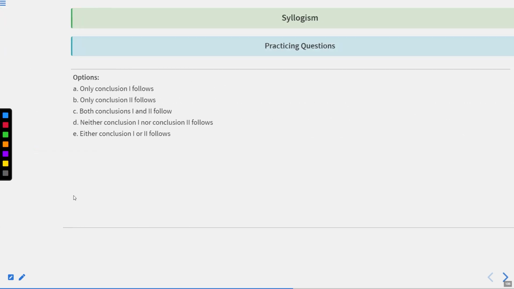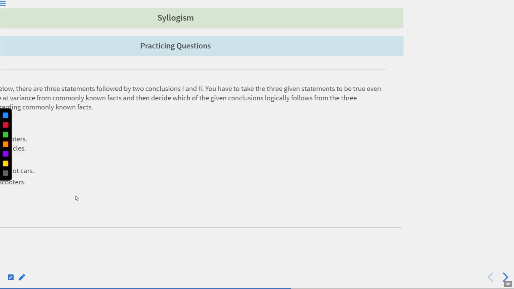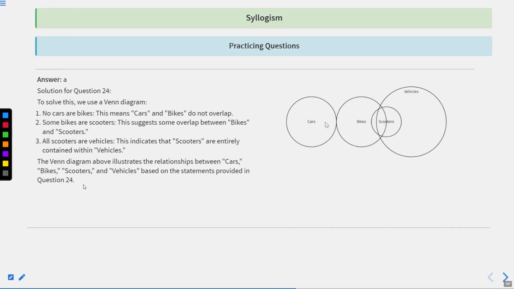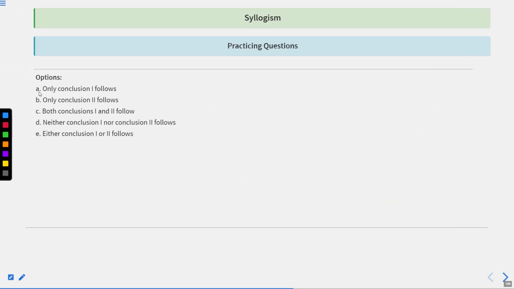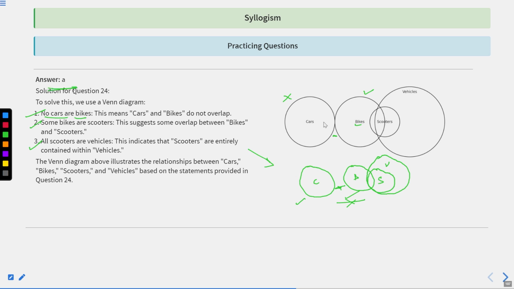Some cars are scooters. Is it a possibility? We cannot say that some cars are scooters because there is no direct relation between cars and scooters. So obviously, the second statement which suggests that some cars are scooters is not correct. So the answer for this question will be only conclusion 1 follows. So the correct answer is answer A.